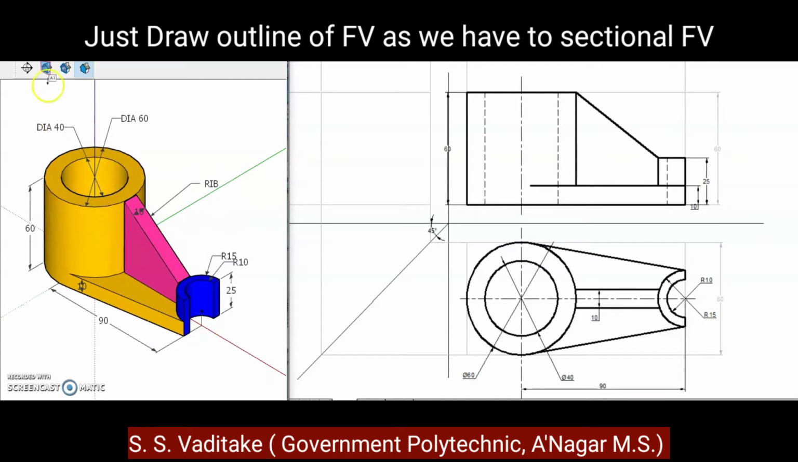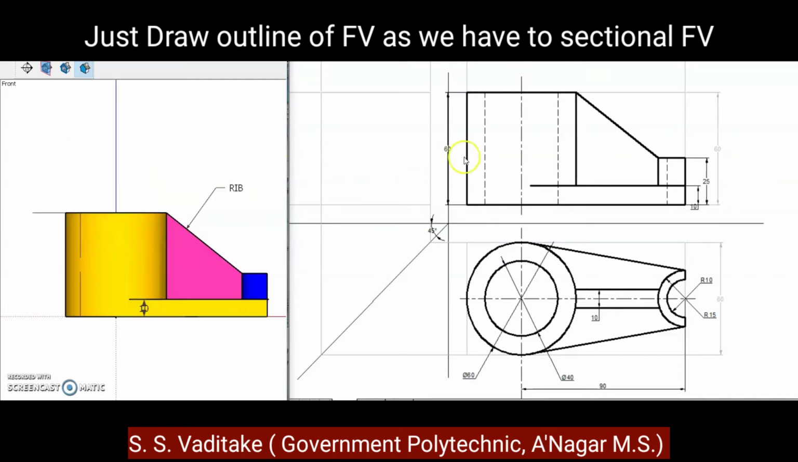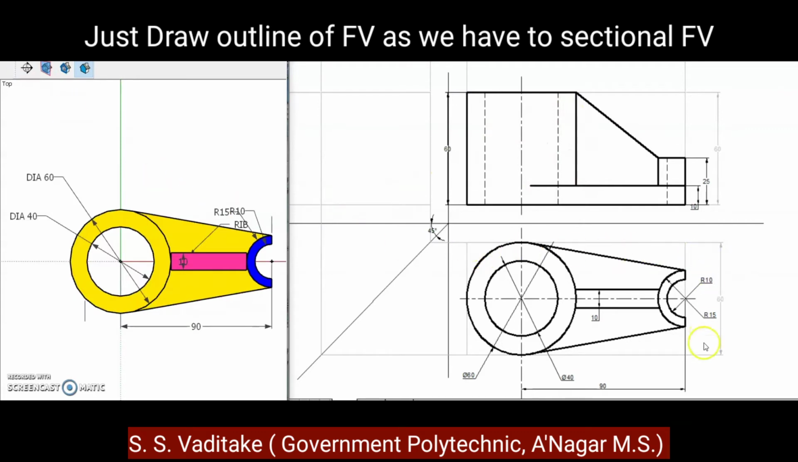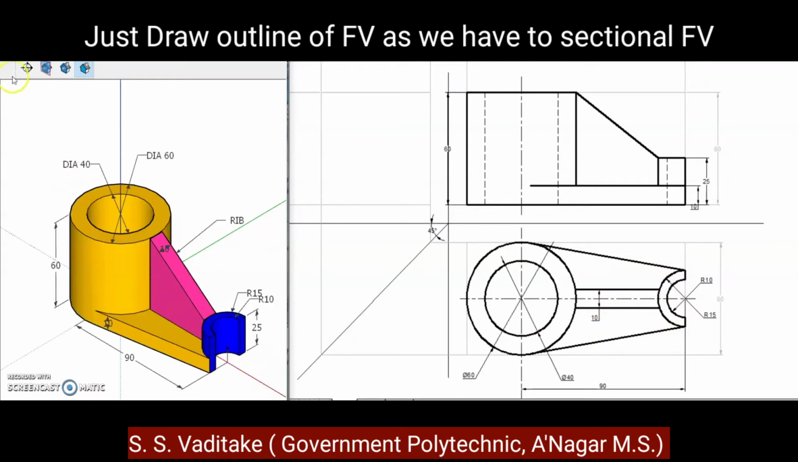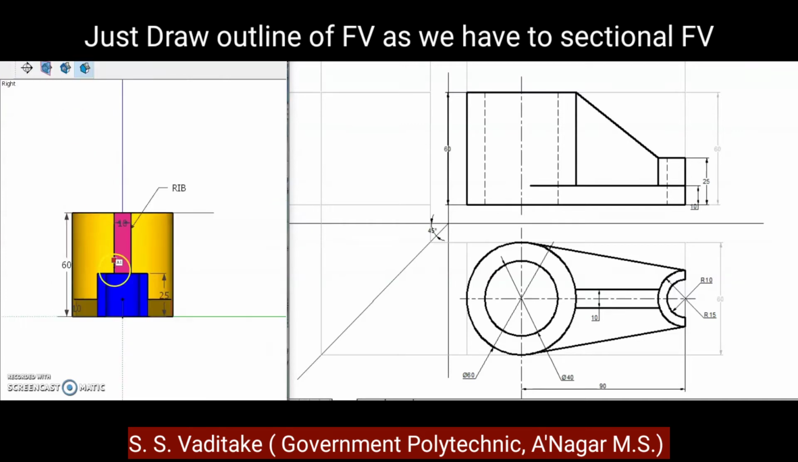So its front view is like this one. Its top view will appear like this one. Carefully observe. The 2 circles are shown here. This is a rib which is shown here, and this blue colored half cylinder is shown here, and this is a bottom plate which is shown here. Now we have to draw its side view, looking in this direction. The side view will appear like this one.